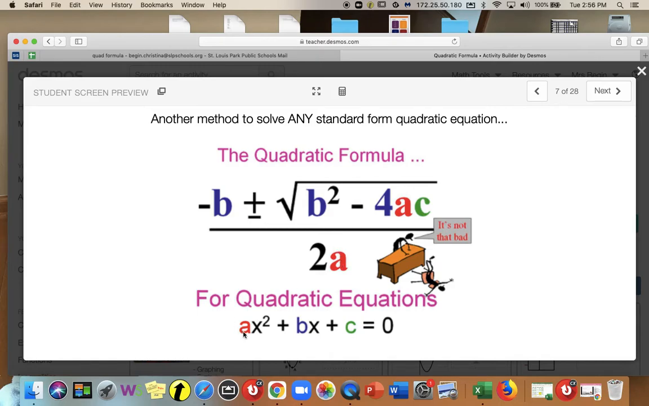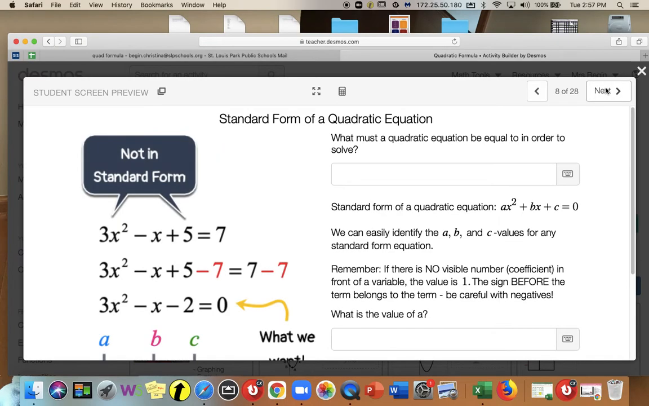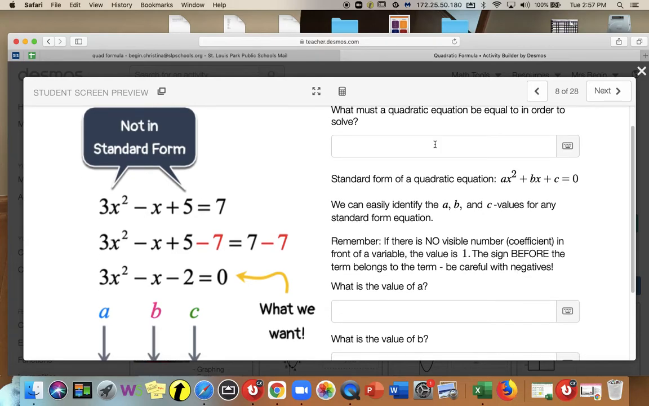We do have to know what a, b, and c are, and this goes back to standard form of an equation. A is the number next to the x squared, b is the number next to the x, and c is the number by itself. And if you notice, this must equal 0. So we'll practice doing that as well. In order for a quadratic equation to be in standard form, it has to equal 0. So again, there's that equals 0 right there. And then once it equals 0, we can find a, b, and c and plug in.